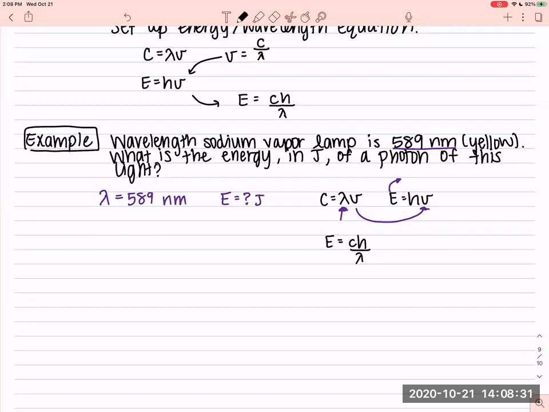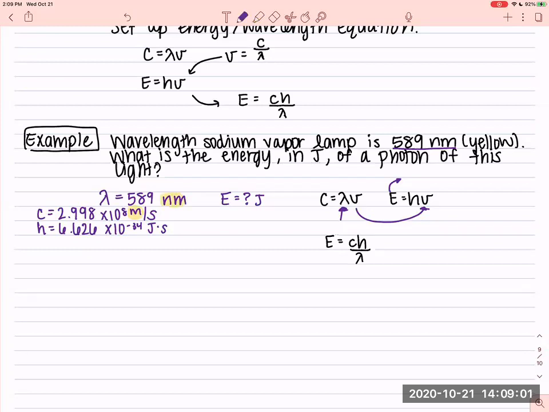So let's look at what our constants are. C is going to be 2.998 times 10 to the 8 meters per second. And H is going to be 6.626 times 10 to the negative 34 joules times seconds. Do you see any issues with just plugging these numbers in? Hopefully you noticed these nanometers and these meters will not cancel.